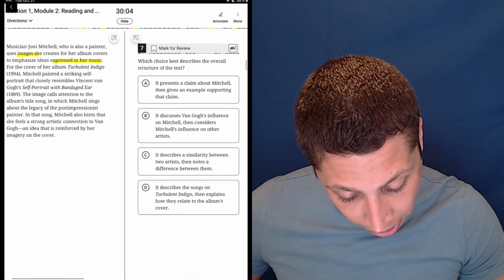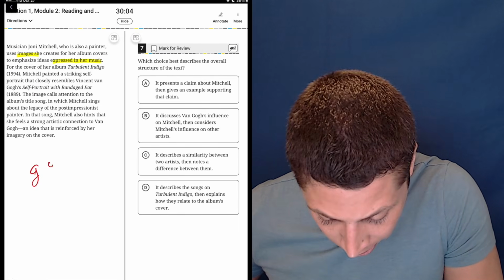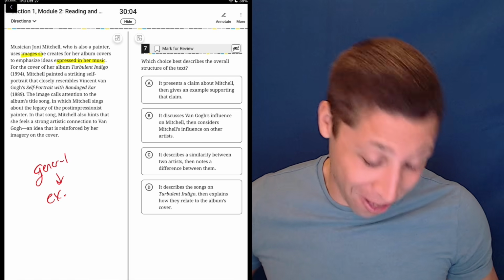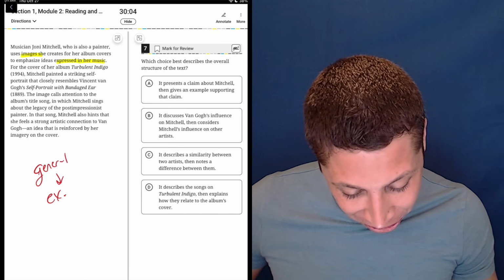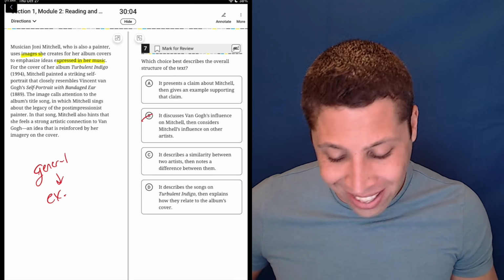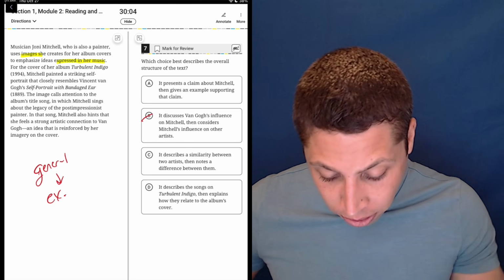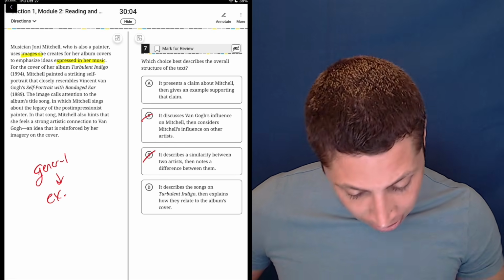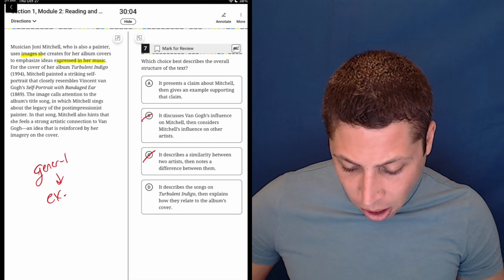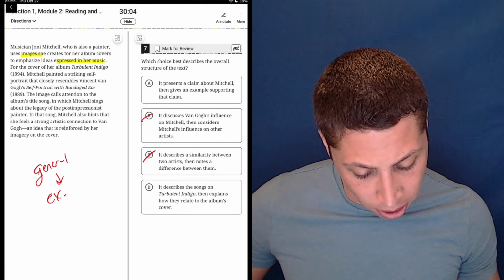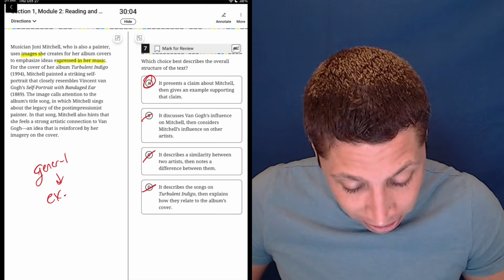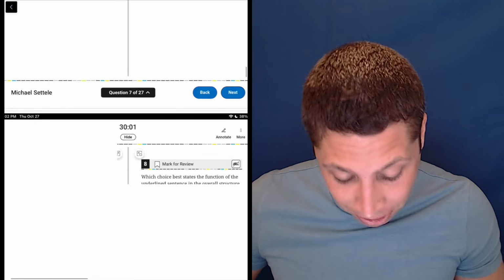So let's see if anything kind of matches that. So general to example. It presents a claim about Mitchell, then gives an example supporting that claim. I think that's probably it. It discusses Van Gogh's influence on Mitchell, then considers Mitchell's influence on other artists. No, other artists aren't mentioned. C, it describes a similarity between two artists, then notes a difference. No, it doesn't start with... Van Gogh doesn't even come up till halfway through, so I don't think that that's it. Describes the songs on this album, then explains how they relate to the album's cover. No, it doesn't describe the songs. It talks about one song, right? The title song. No, D is definitely it. That just matched what my impression was. So this is why when you have a dumb summary, keep it dumb. Don't get complicated, because a lot of times the dumb answer is what's right.